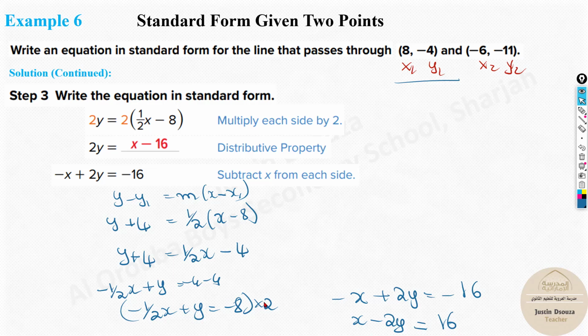So please make sure you understand this. You're multiplying half, 2 throughout. Half into 2 is 1. You don't need to put a 1 beside it, it's understood. 2 times y is 2y and minus 8 times 2 is minus 16. So that's the answer. You can see any one is the answer. x minus 2y equals 16 is the answer. This is also the answer, not to be worried.